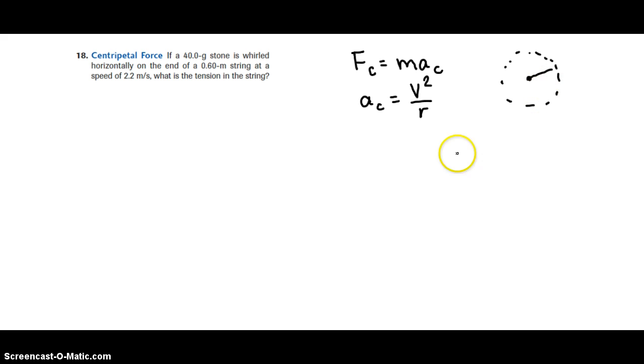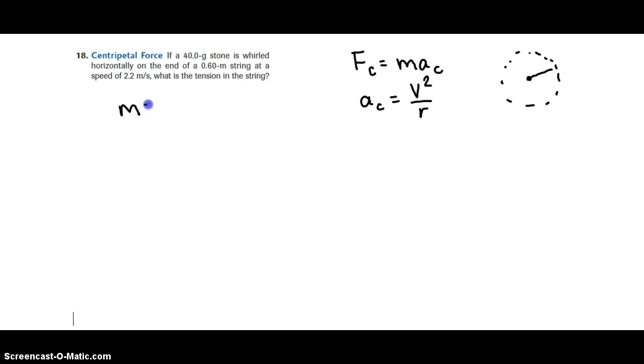Alright, so for 18 we have a question involving centripetal force. Remember, centripetal force is simply your mass times your centripetal acceleration, and we know that centripetal acceleration is velocity squared divided by the radius of whatever circle the object is being moved in. In this case we have a 40-gram stone being whirled around horizontally on the end of a 60 centimeter string at a speed of 2.2 meters per second.